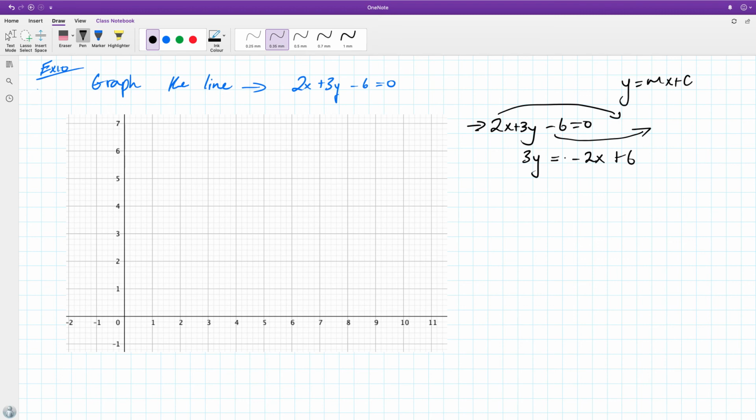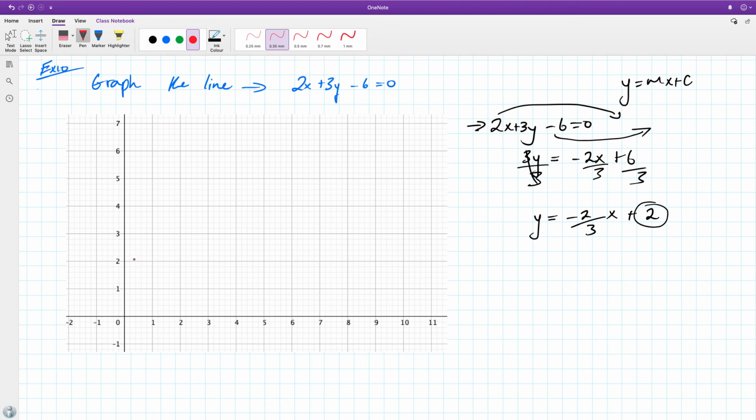Now, what's the problem? Y isn't singular. Why isn't y singular? What's in front of it? 3. So we've got to divide across by 3, 3, and 3. That means y is equal to minus 2 over 3x plus 6 divided by 3, which is 2. Now, Grace, pressure's on. What's 2 going to tell me?